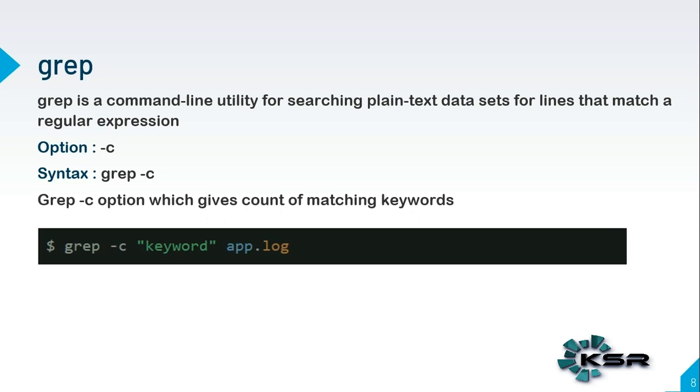Then what does the c option do here? The grep c option gives the count of matching keywords. Let's say we use the c option for the keyword error in the app.log file. Then you can see the total count, meaning how many error keywords are there in this particular file. So if you have 10 keywords in this file, then the count will be 10, right? Can we go to the next?